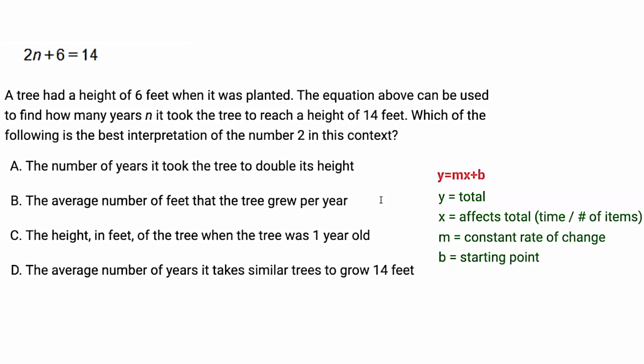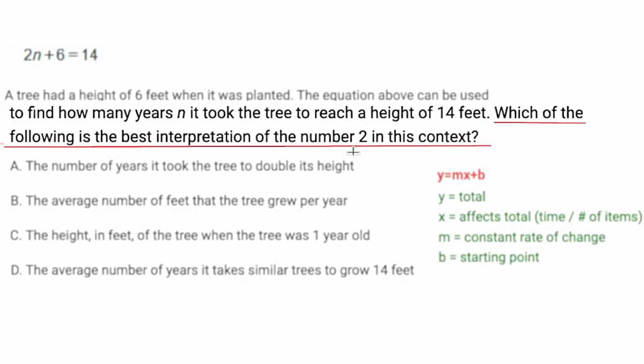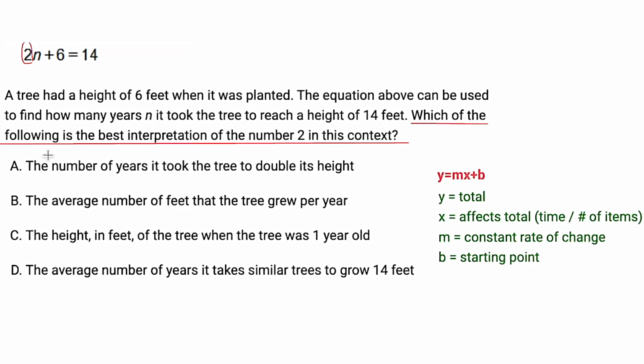So let's take a look at this question. And a nice shortcut is go ahead and just skip to the main question. That is usually the last sentence. Which of the following is the best interpretation of the number 2? All we have to do is figure out 2 is which of these? Is it y, x, m, or b? So in this case, it's going to be taking the place of m, right? So we're going to look for a constant rate of change in our answers.